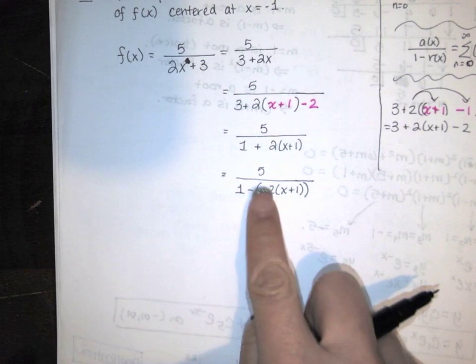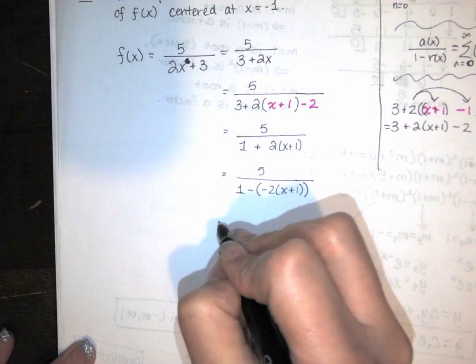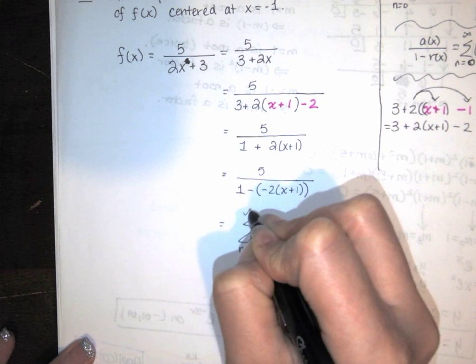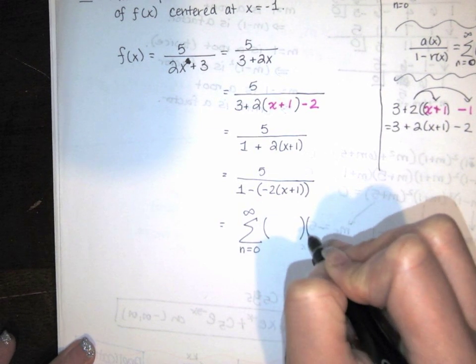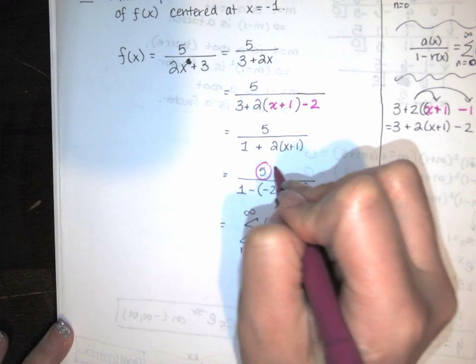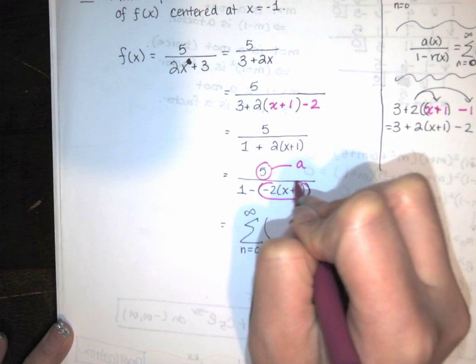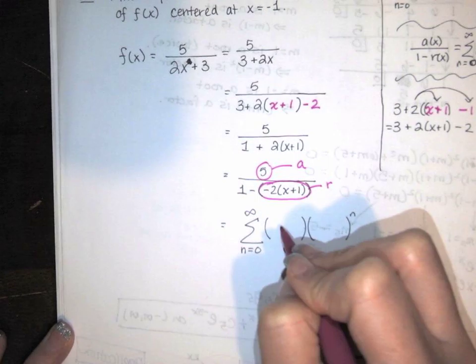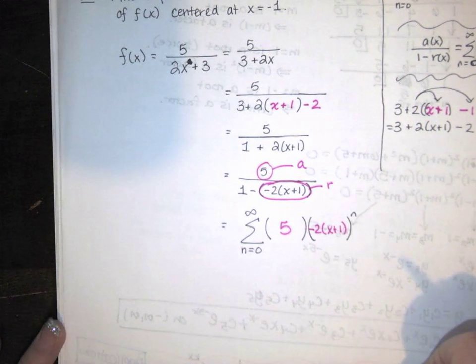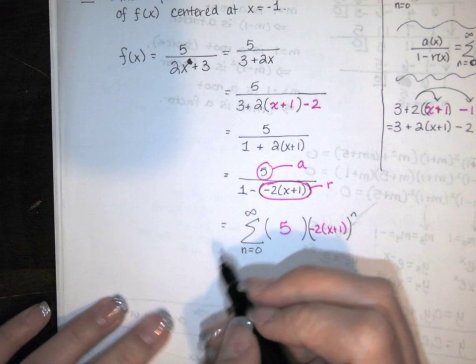Okay, so there's my A and there's my R. So this can be represented as a power series this way. It's the sum as n goes from 0 to infinity of A times R to the n. And that's my A. And that's my R. So A is 5 and R is negative 2 times the quantity x plus 1. And we're raising everything to the nth power.